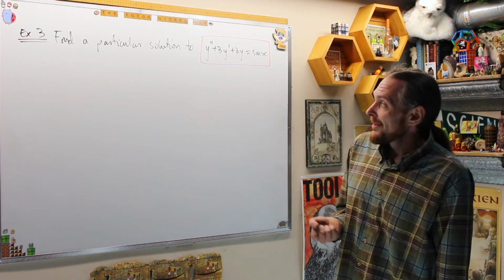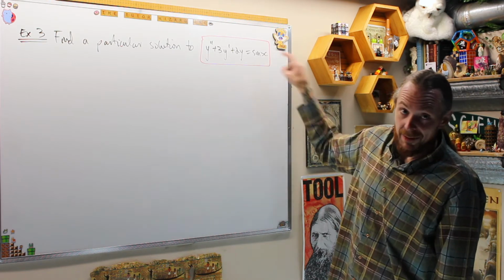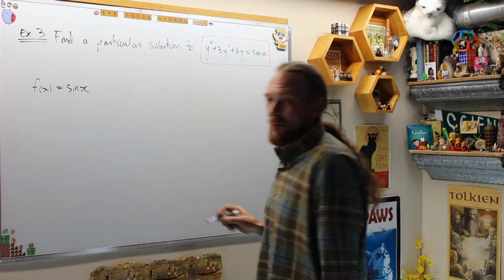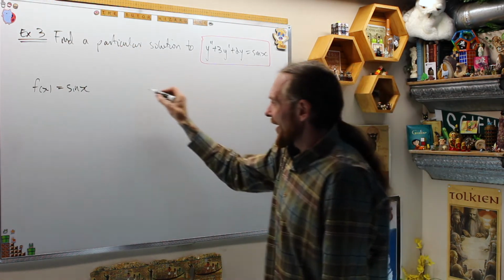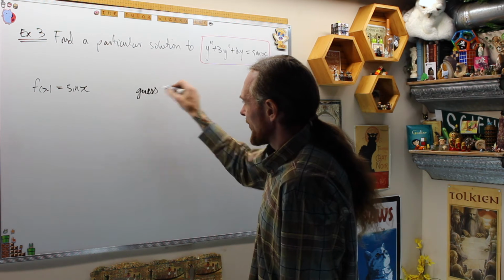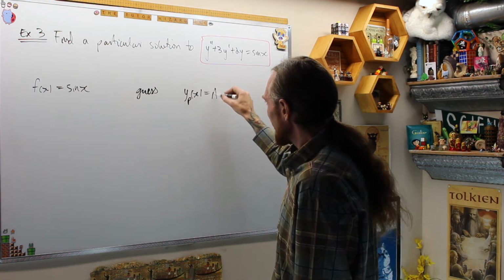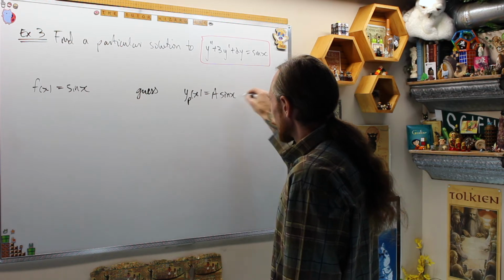Now we're going to find a particular solution when we have f of x is sine x. Our non-homogeneous function is sine x. We may just want to guess. What would our guess be? If it's in this form, we're going to guess our particular solution is going to be a sine x.